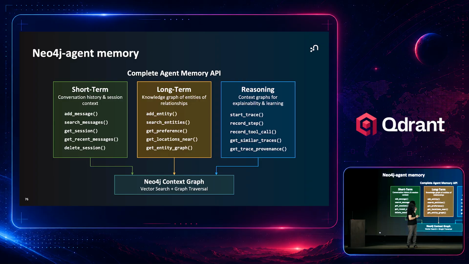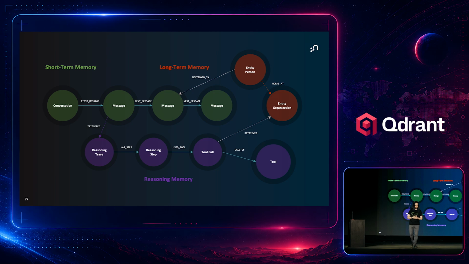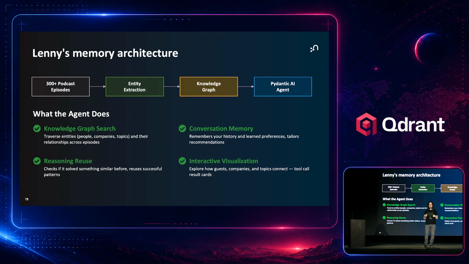So this is the architecture of the demo. First demo I'm going to show you. It takes all of the short-term memory and all of the messages. It combines that with long-term memory for entities and organizations. And then it also pulls back all these reasoning traces and tool calls. And then it is using this to showcase data from Lenny's podcast.